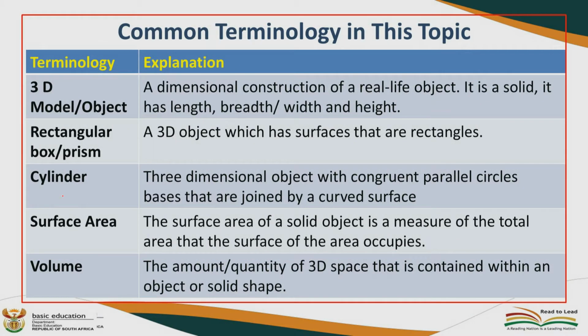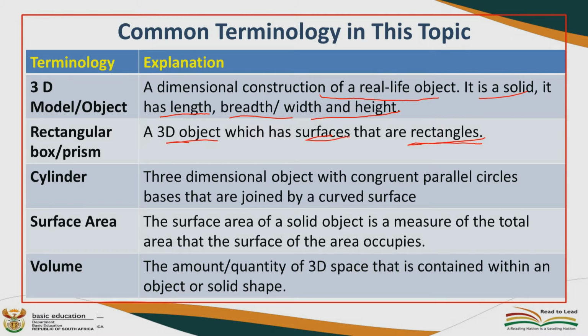Let's look at the glossary of terminologies. The first one is, what is a 3D object or a 3D model? It is a dimensional construction of a real-life object. It is a solid. It has the length, the breadth, and also the height. Then the second explanation, which is a rectangular prism or a box. It is a 3D object that has surfaces which are rectangles.